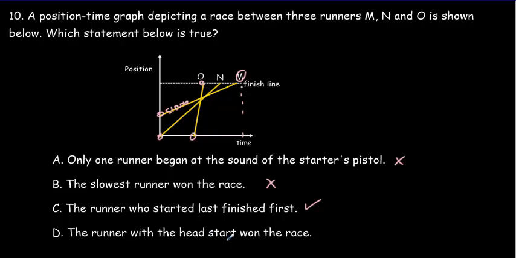Last answer, the runner with the head start won the race. It was this guy who had a head start, right? And he finished last. He was a very slow runner. So correct answer is C.